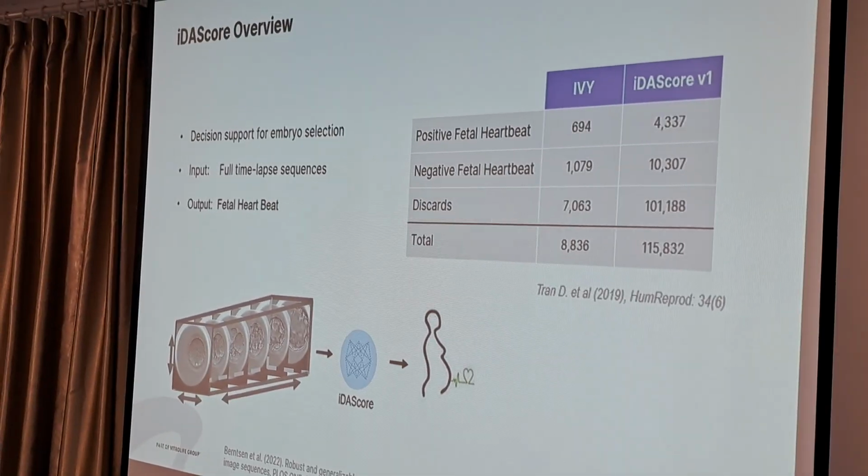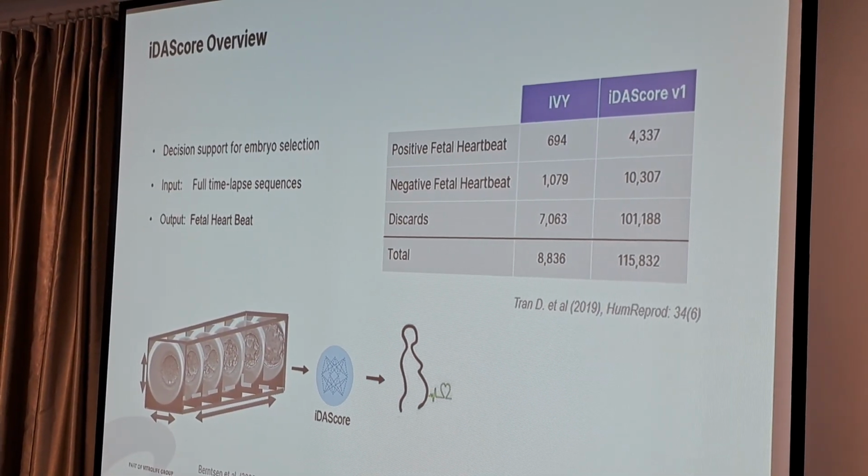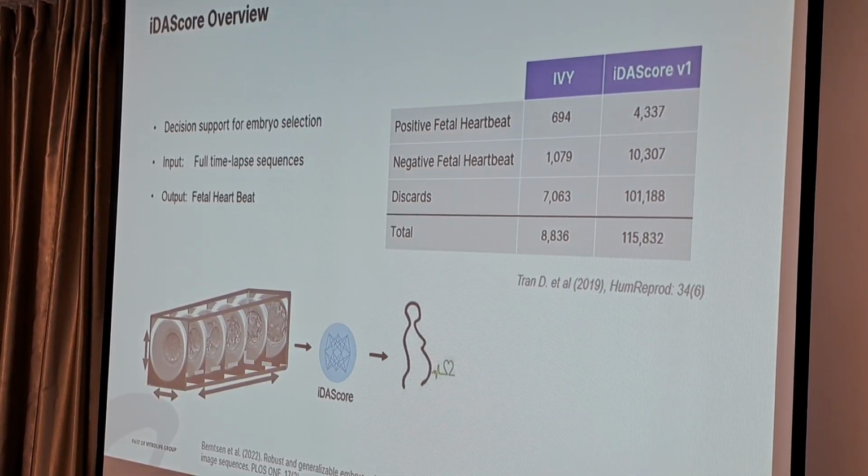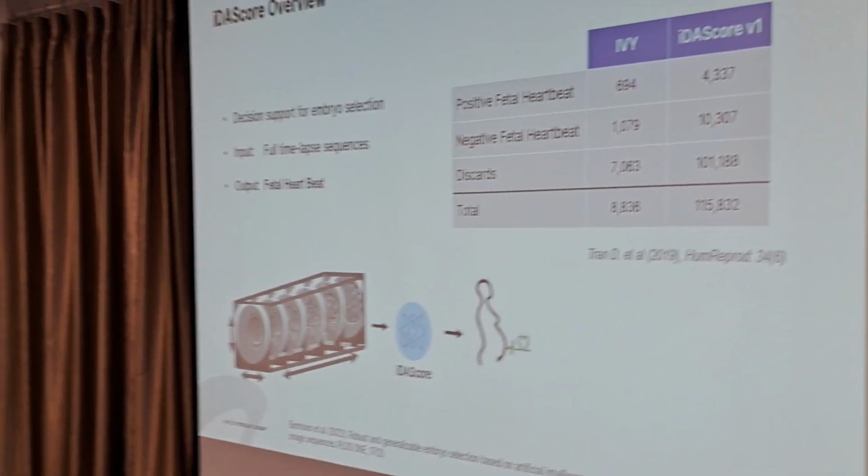When we acquired the technology, it was called Ivy. It was from the Vitrolife Group in Australia, and since we added the knowledge that we already have inside our company because of our history with time-lapse, we have more than 10-fold increased the number of embryos that we could use to develop the algorithm.